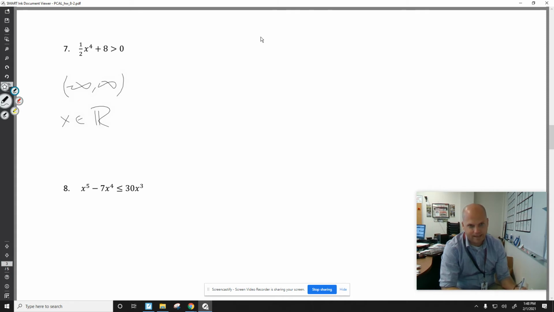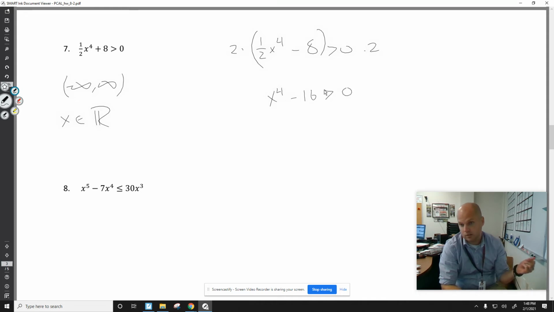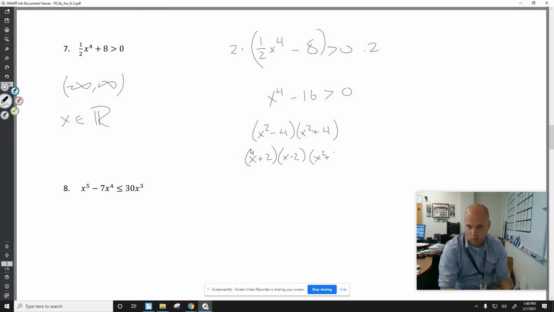Now, I think the question was designed to be 1/2 x to the 4th minus 8 is greater than 0. Let me show you why. You can multiply both sides by 2, the entire sides, you can factor out the 1/2. Now multiply the entire side, what happens? You get x to the 4th minus 16 is greater than 0. And now this is the one that I factored incorrectly, but I'm going to factor correctly now. It's x squared minus 4, x squared plus 4. And then this turns into x plus 2, x minus 2. You cannot factor x squared plus 4.